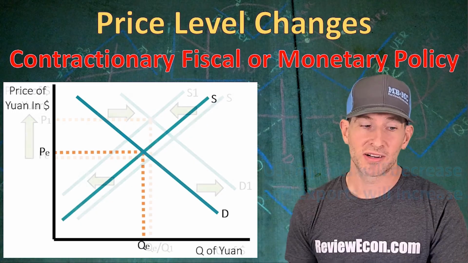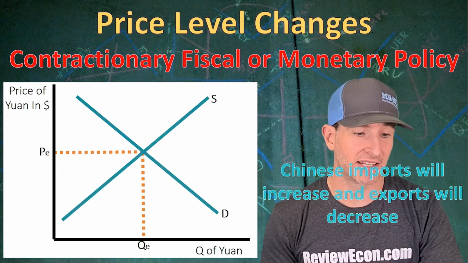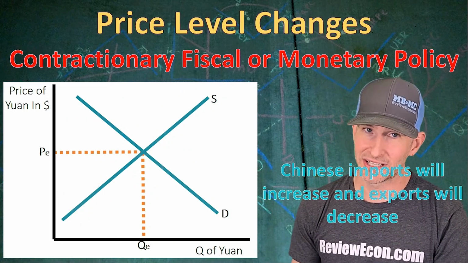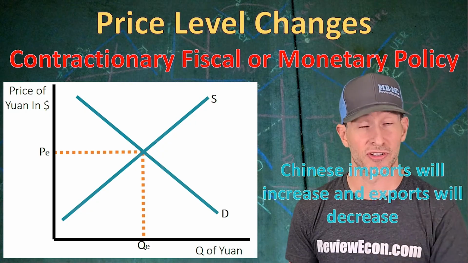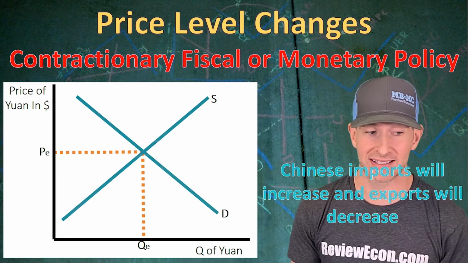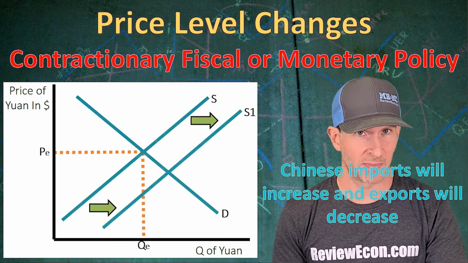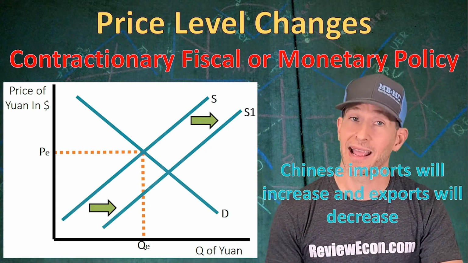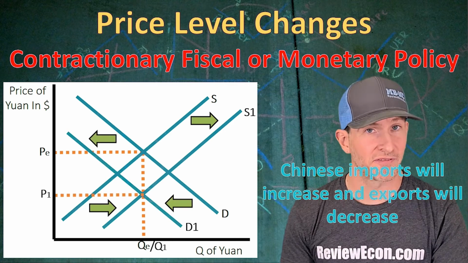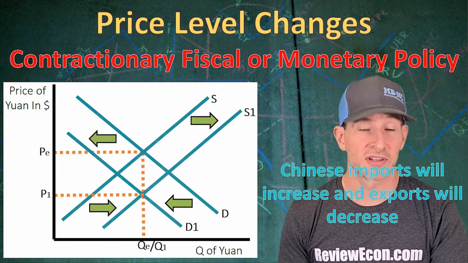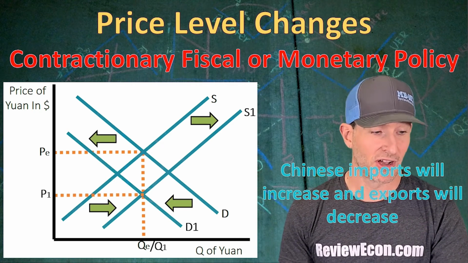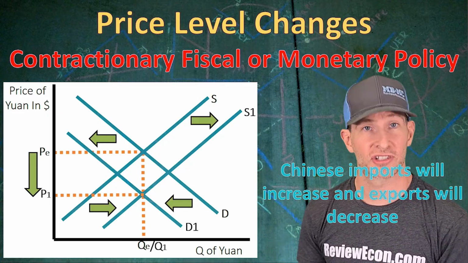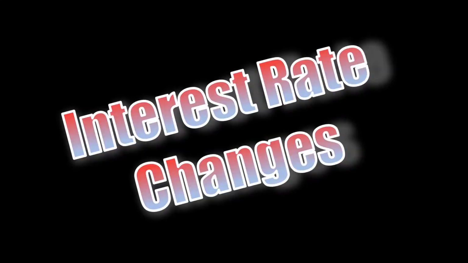Over on the Chinese yuan graph, since we have an increase in Chinese imports and a decrease in Chinese exports as a result of the change in the price level in the United States, that means we're going to see an increase in the supply of Chinese yuan as Chinese citizens demand more US-made goods, and we are going to see a decrease in the demand for Chinese yuan as US consumers buy fewer Chinese-made goods. Both of those shifts are going to cause the Chinese yuan to depreciate.